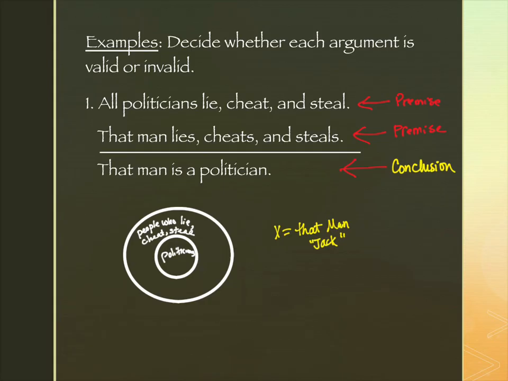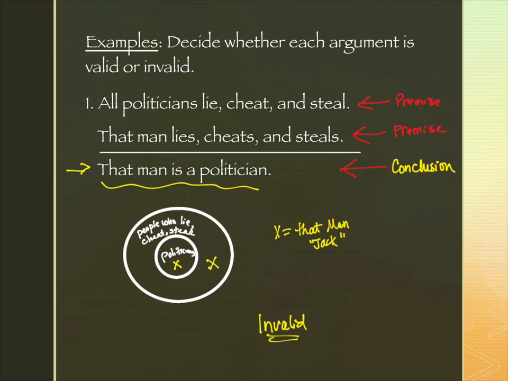If he lies, cheats, and steals, he could go right here, correct? That's the lies, cheats, and steals category. Where else could he go? He could go in the very center, right? Either location would be appropriate to put him inside of the outer circle that says lies, cheats, and steals. Now, looking at the locations where we just put the X, can you guarantee, based on this diagram, that that man, Jack, is a politician? No. So this would be an invalid argument.